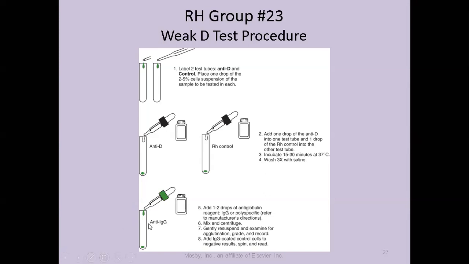If, however, we get negative with our anti-human globulin, we're not done. We're going to add a drop of check cells, which are our IgG-coated cells, to our negative results. Spin and read. Remember, check cells should always be positive. It's confirming that we did indeed add our AHG, it was functioning, but what it means for the patient in that case would be negative, no weak D, truly RH negative.